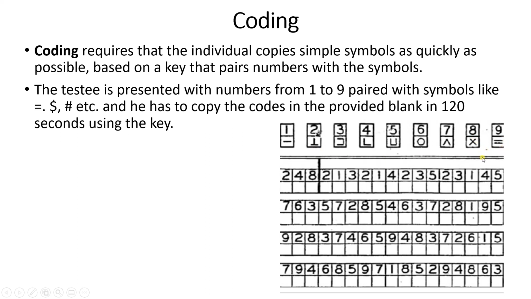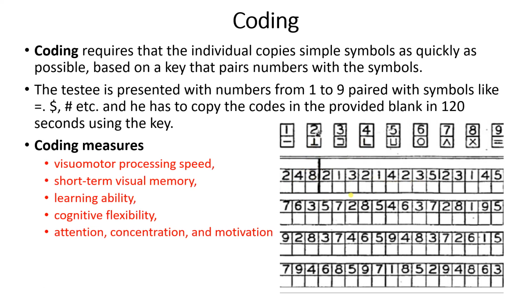Now, based on this, you will find that these are the numbers and they are not in the same sequence: 1, 2, 3, 2, 4, 8, 2, 1, 3, 2, 1, like this. And you have to copy these symbols. So for 2 you will have to copy this, for 4 you will copy this. So this requires the involvement of memory also, but the task is very simple because this involves very simple symbols, and the participant has to copy as many symbols as possible, again within 120 seconds, meaning within 2 minutes.